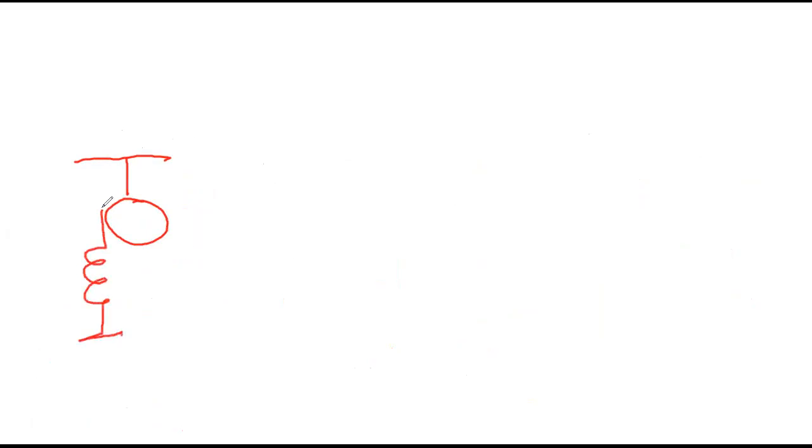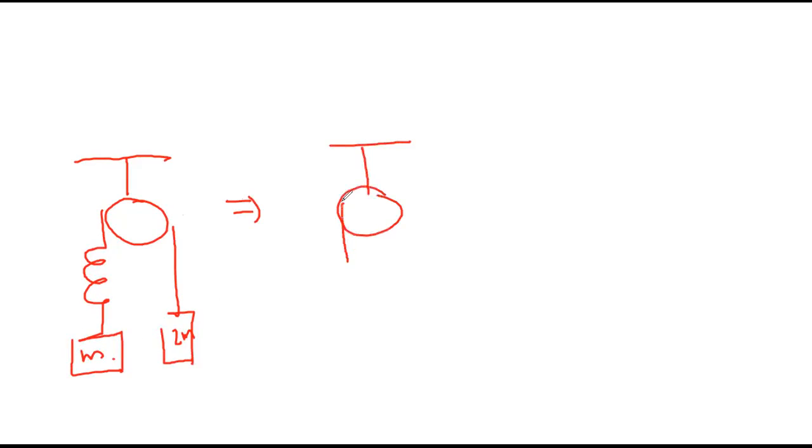This is a spring. At one end we have a block of mass m, and at the other end 2m. I am taking this as equivalent to a string with mass m and mass 2m. Because it is the same connection, throughout we have to mark the same tension. This is T, this is T, here we have mg, here we have 2mg. What will be the direction of rotation? Clockwise or anticlockwise? Clockwise.